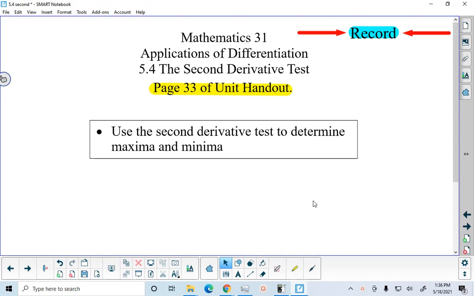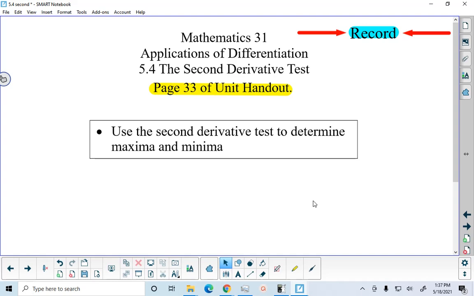Because sometimes when I talk to students and they go to post-secondary and they talk about learning about the second derivative test, they're really confused because the second derivative is used to determine intervals of concavity. That's all right, Dan. I'll explain it again a little bit later.